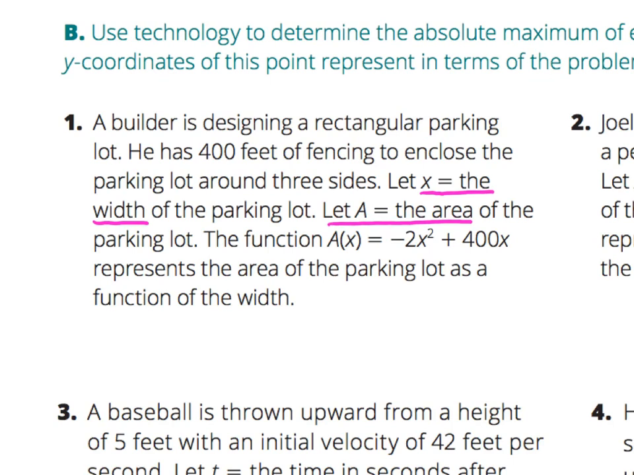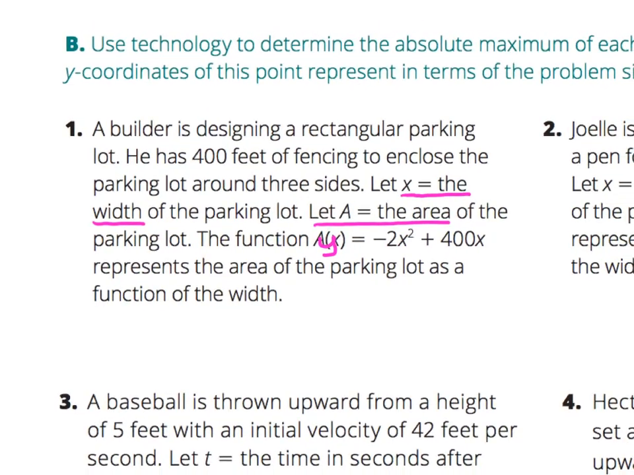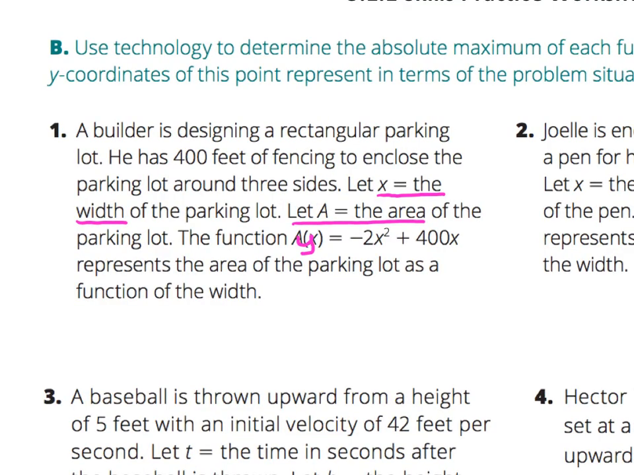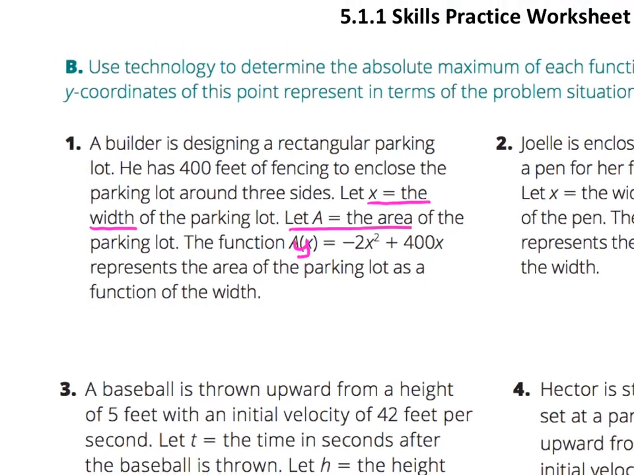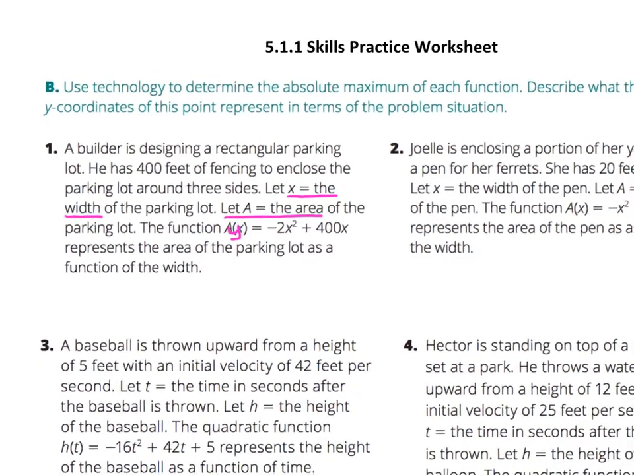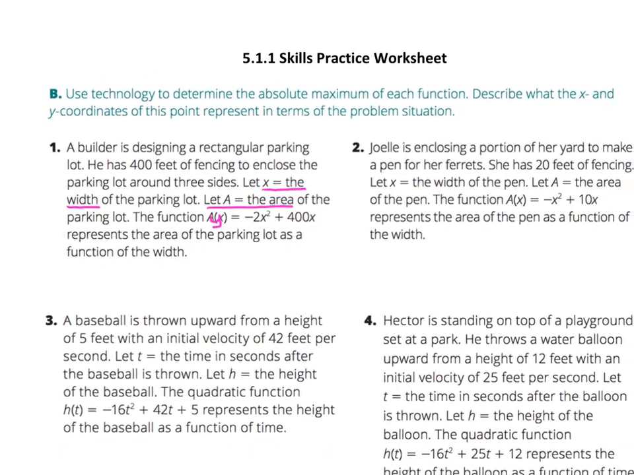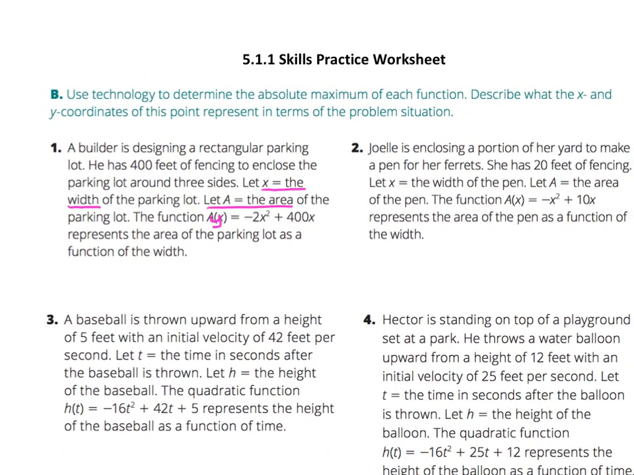Now again, A is the area, but when I type it in, I'm going to say y equals instead of A(x) equals. It represents the area of the parking lot as a function of the width. Now I went ahead and graphed this on Desmos over here. And the directions up here say to use technology to determine the absolute maximum of each function. Describe what the x and y coordinates of this point represent in terms of this problem.